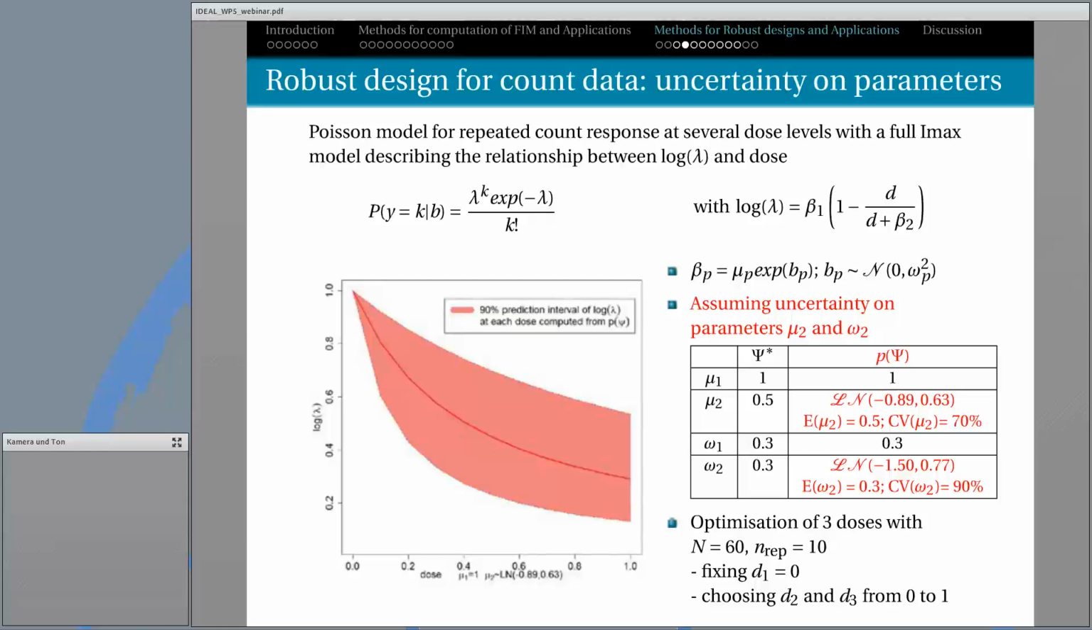For the uncertainty on the parameters, everything is the same for the Poisson model and the distribution and the model of log lambda with respect to dose. That was the value that we used before, but now we assume that we have uncertainty on mu2 and omega2, which are the uncertainty on the D50. We assume a log normal distribution, both for mu2 and for omega2. And again, we did the optimization as before, 60 patients, 10 repetitions per patient, the first dose fixed to zero, and the doses D2 and D3 varying from 0.1 to 1.